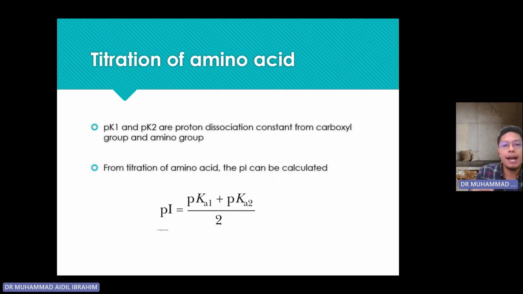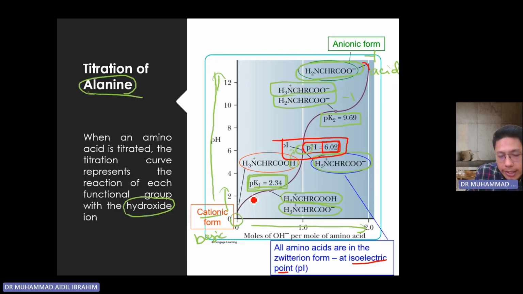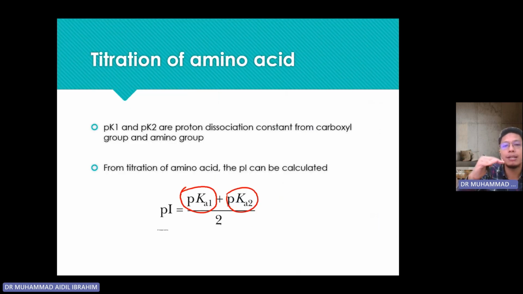Okay, and pI can also be calculated from pK1 and pK2. We take pK1 plus pK2 and simply divide by 2, and you will get the pI, which is the pH in the middle. That is where 100% of the amino acid becomes Zwitter ion. Okay, so that is all from me for the ionization of amino acids.